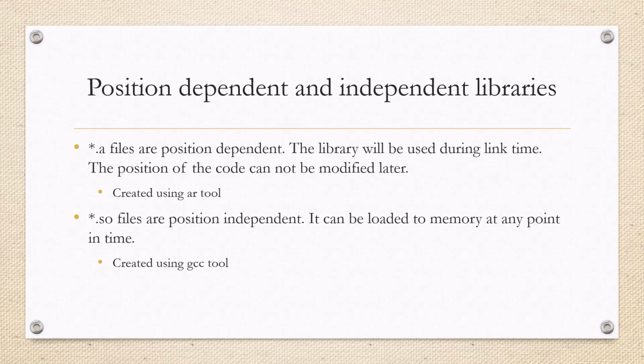Before moving into this topic, we need to know what position dependent and position independent libraries are. The .a file is a position dependent one. The library will be used during link time. The position of the code, that is the memory address assigned to a function, cannot be modified later. This is created using a tool called AR, which I explained in the last video.